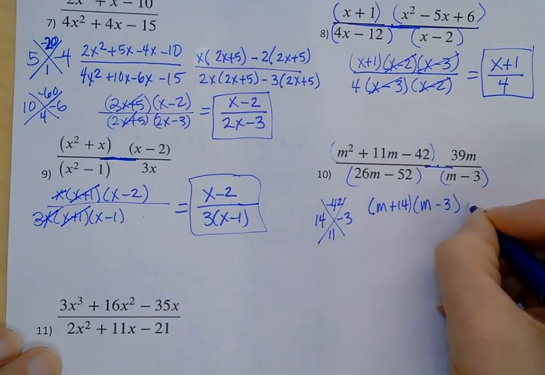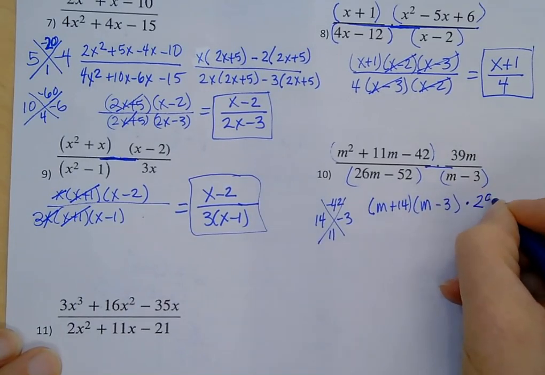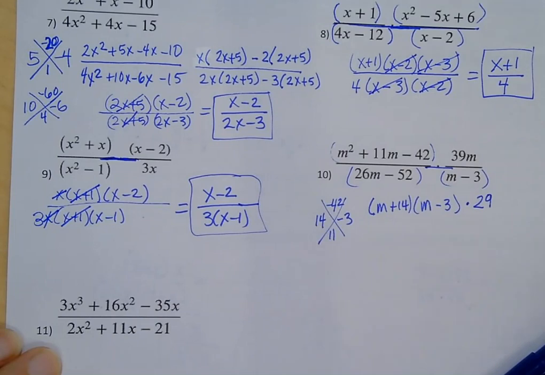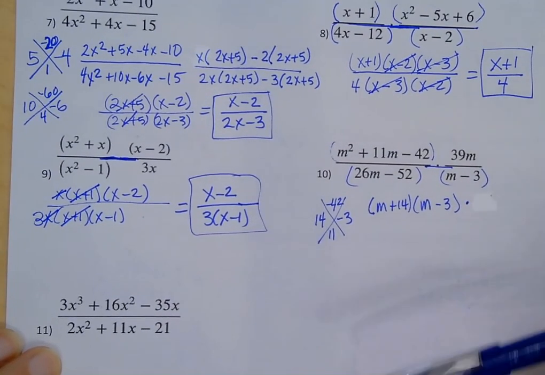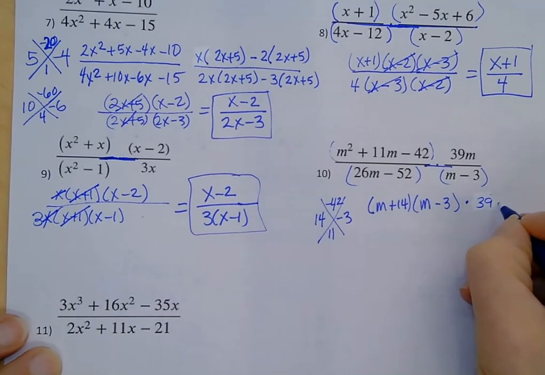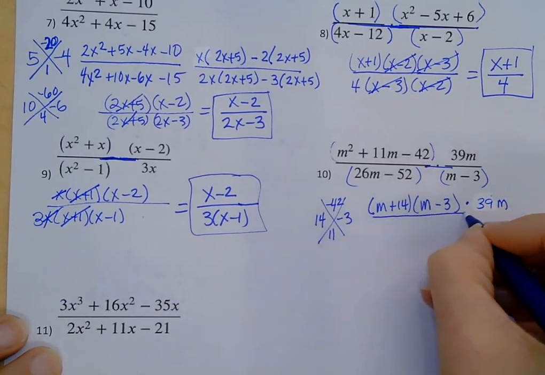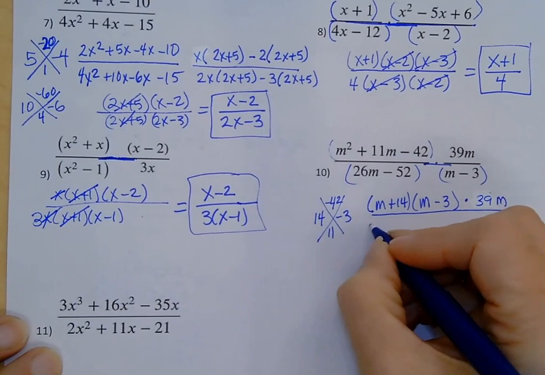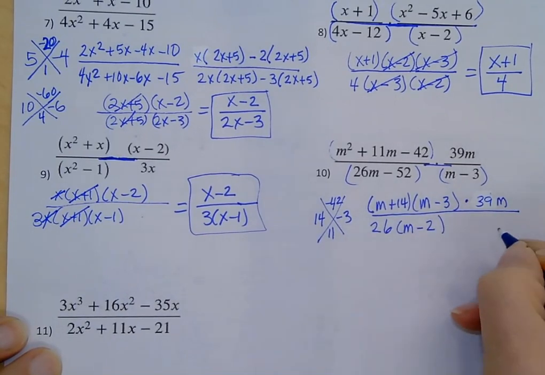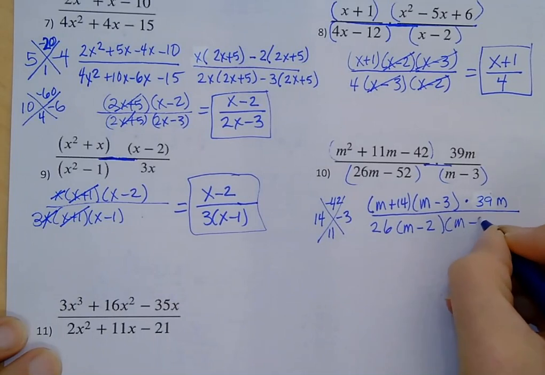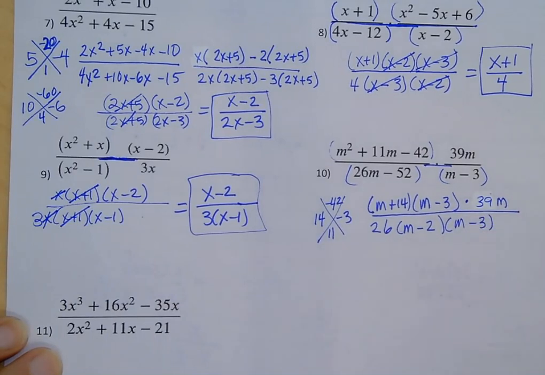all times 39m. So if I say 39m, why am I writing 29m? That is a great question. Times 39m. Okay, in my denominator, I'm going to break that up. That looks like it's 26 times m minus 2 times m minus 3. Okay, so m minus 3, those cancel.